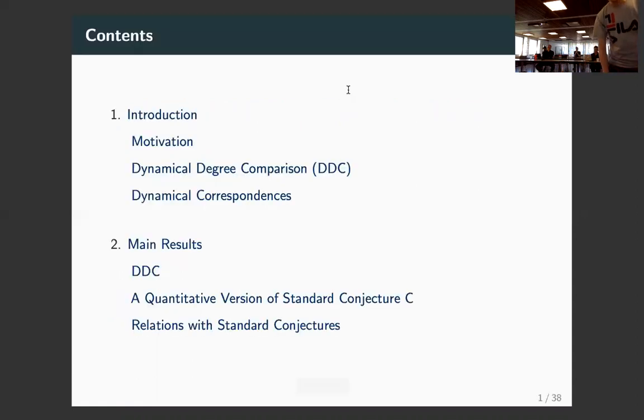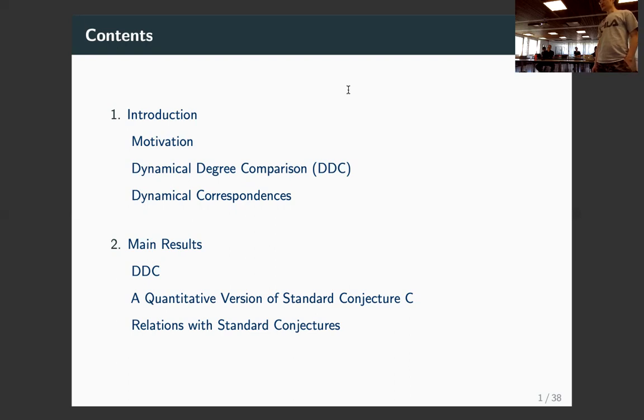In this talk, first I will give you a motivation for this dynamical approach. And then I will talk about this dynamical degree comparison problem. And then I will introduce what the dynamical correspondences are. The second part is our results. The first one is on this dynamical degree comparison.